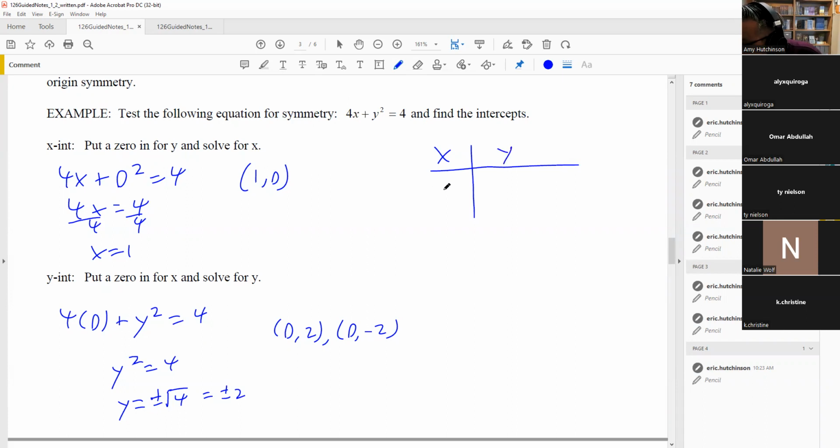You would put in some values here, -2, -1, 0, 1, and 2 are typically some values that you would pick. You put those in for x, and then you solve for y. And you would get a table of points that you can plot in order to graph it. So that's the basic premise of how you would do that.